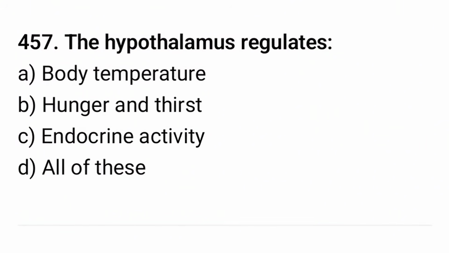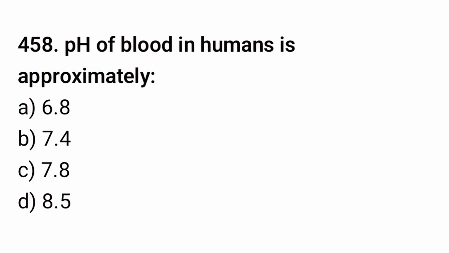Question 457. The hypothalamus regulates. Right answer is option D. All of the above. Question 458. The pH of blood in humans is approximately. Right answer is option B. 7.4.